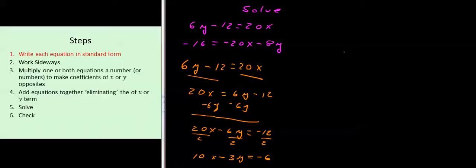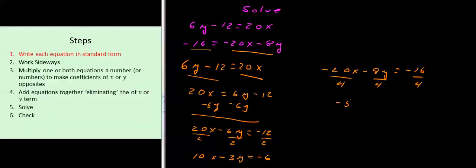And then with the other equation, I'm going to do the same thing. I'm actually going to start off by moving this side and this side, writing them on opposite sides. Negative 20x minus 8y equals negative 16. And I'm going to divide both equations by 4. And I get negative 5x minus 2y equals negative 4.